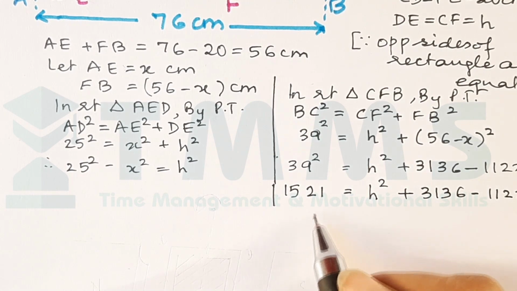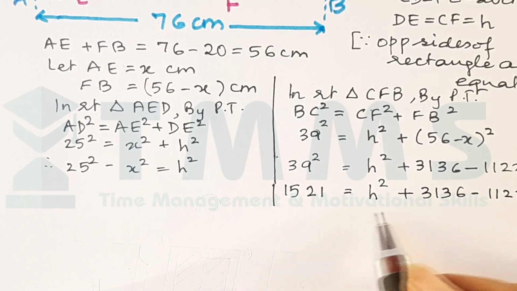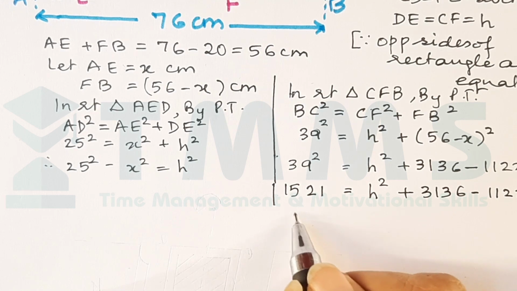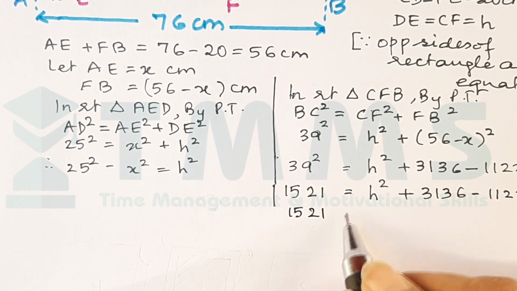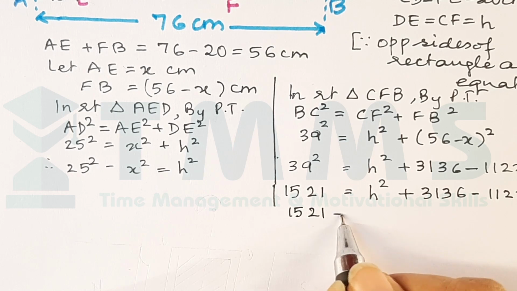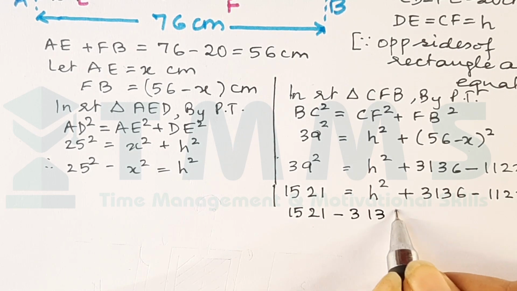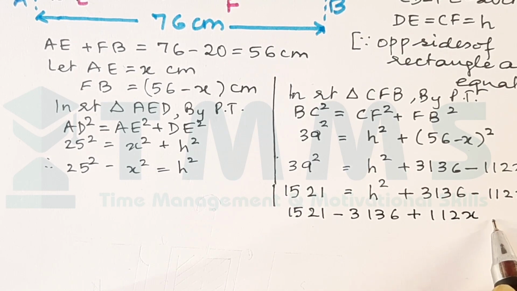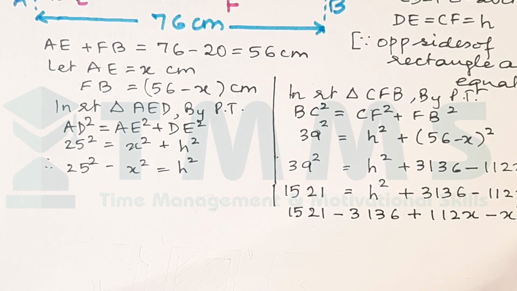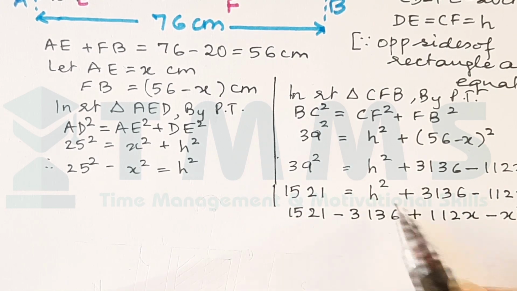Okay, so I will have now 1521 minus 3136 plus 112x minus x squared, and that is equal to h square. What did I do?